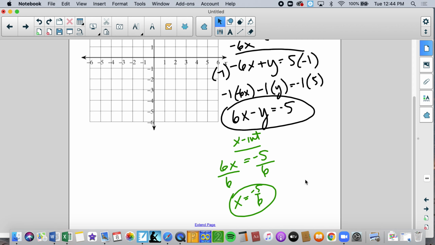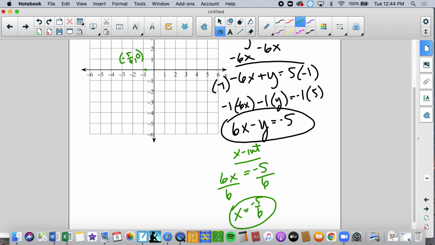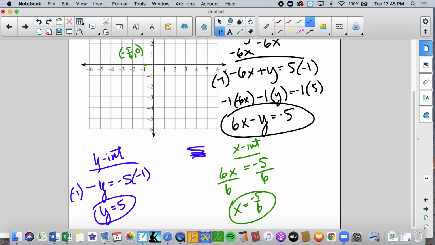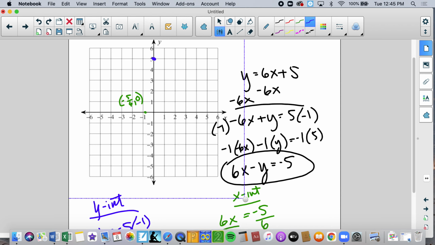All right, so my x-intercept is going to be negative 5/6 on the x-axis. That's negative 5/6, comma 0. Now we want to find the y-intercept. So we're going to cross out the x, and we get negative y equals negative 5. We're going to multiply by negative 1. You get y equals positive 5. That's going to be my y-intercept, positive 5. That's my point, 0, 5.